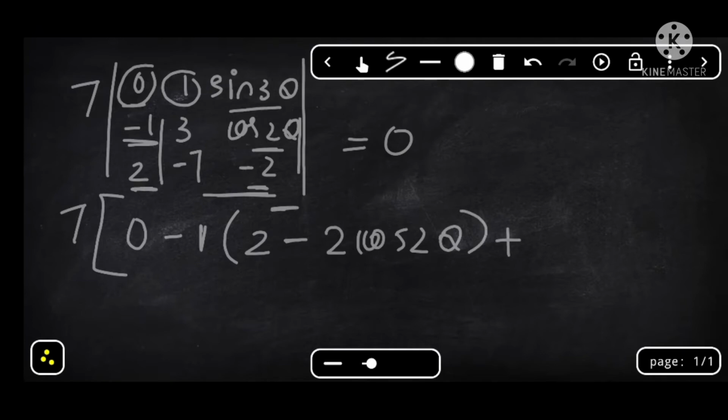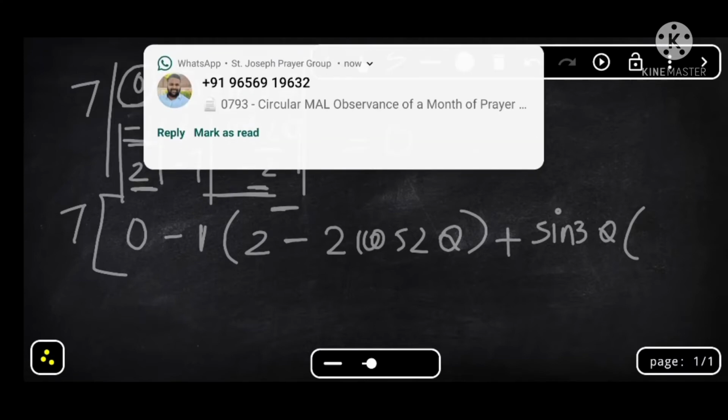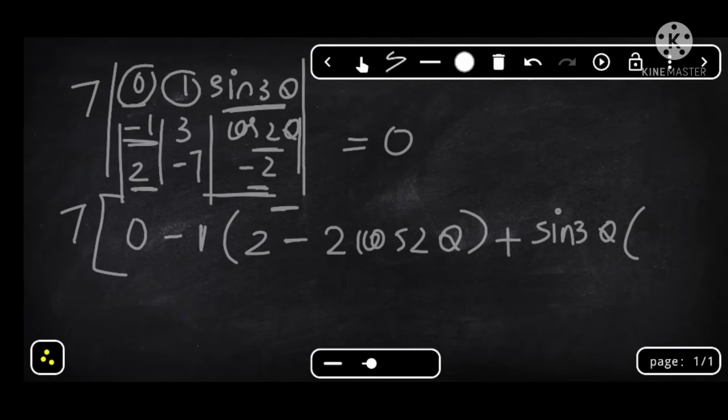So what is the next element? Sine 3 theta, right? Those who didn't go through how to solve a 3-dimensional determinant, please go through the previous session and understand. Okay, now here, if we take this element, our determinant will be this one. So it can be minus 1 into minus 7. Okay, minus 1 into minus 7 will be 7, minus 3 into 2, 6. Fine, then close the bracket.